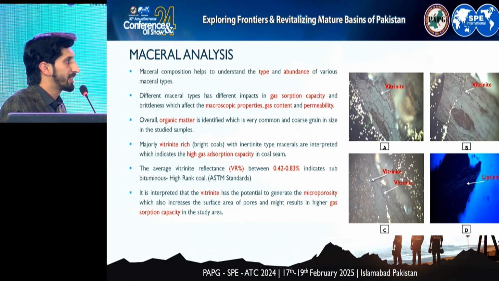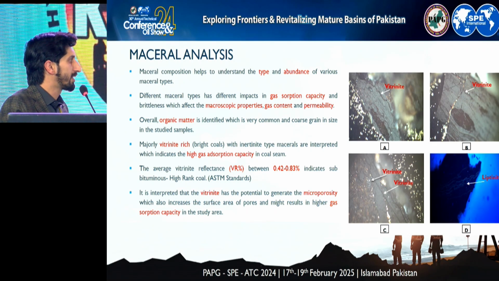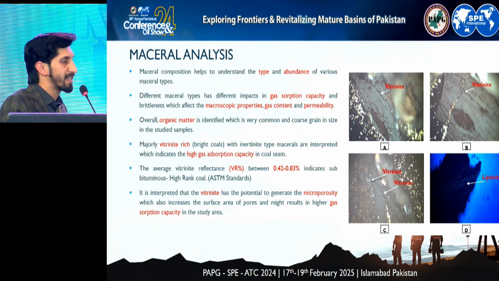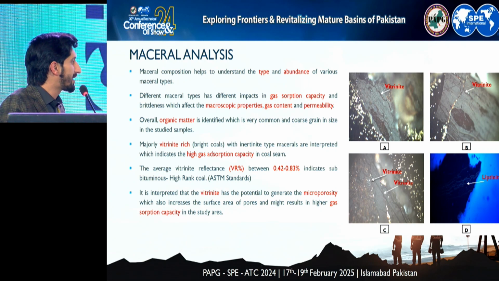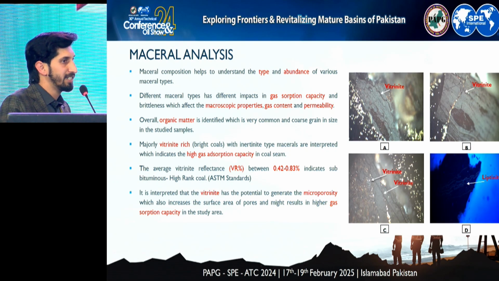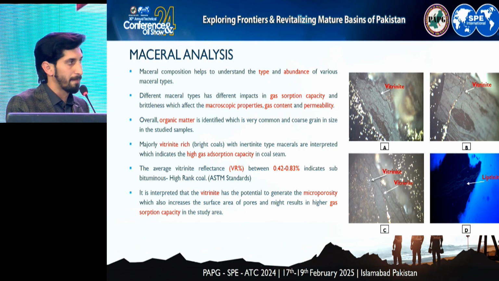The average vitrinite reflectance value is between 0.42% to 0.83%, and it indicates sub-bituminous to high rank coal according to ASTM standards. It is interpreted that the vitrinite has the potential to generate microporosity, which also increases the surface area of pores and might result in higher gas sorption capacity in the study area.